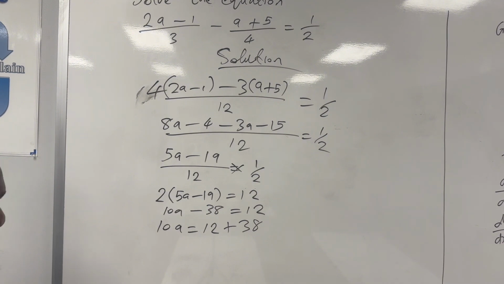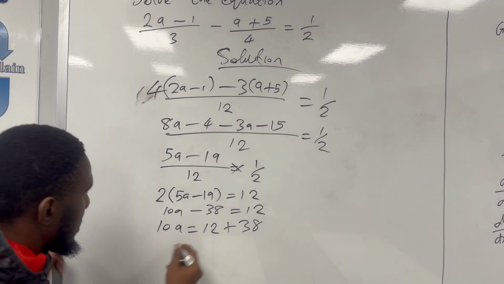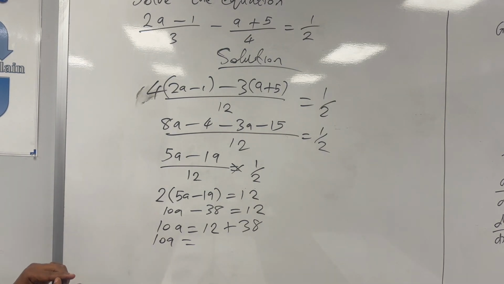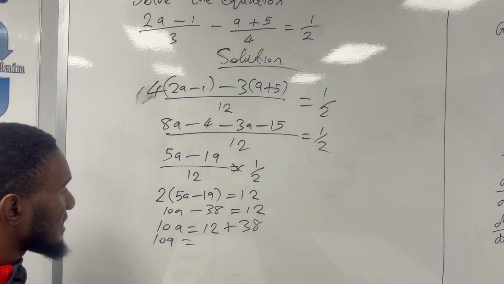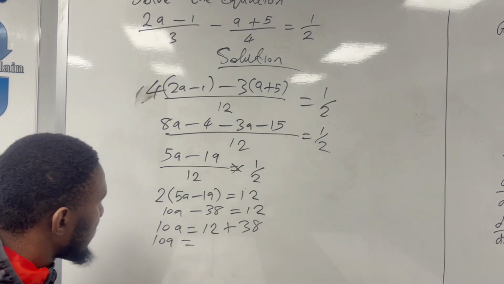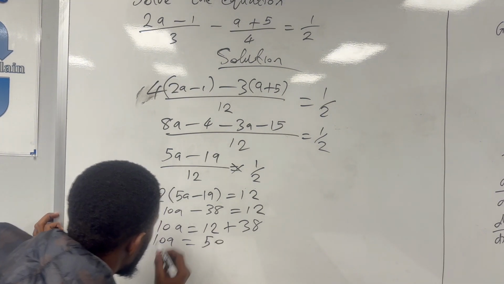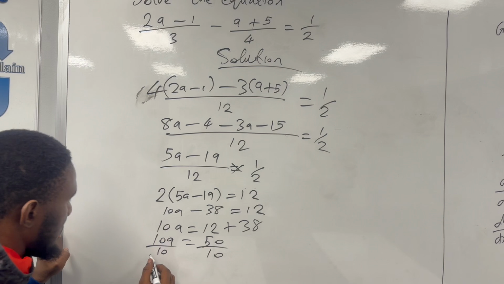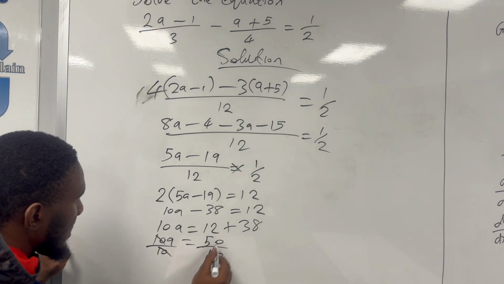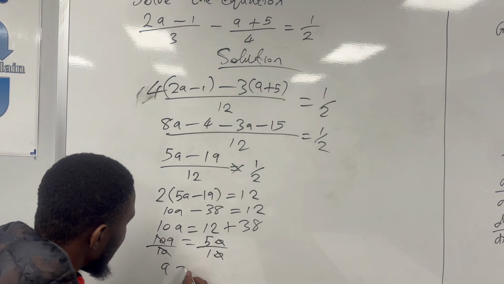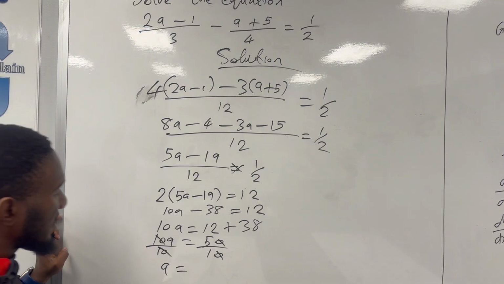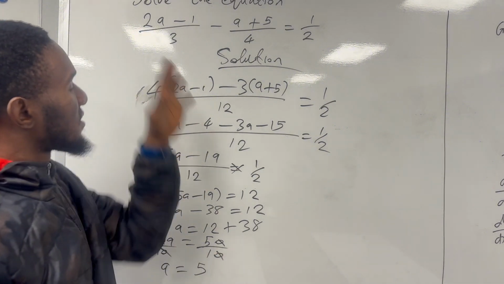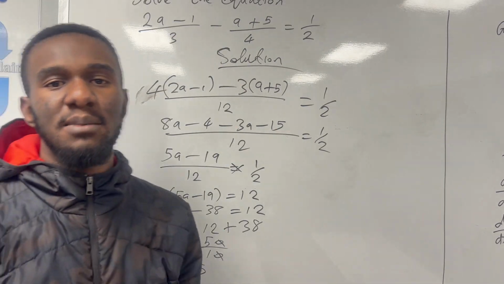Good. So here we have 10a equal to 12 plus 38 will give you what? 50. It will give you 50. This is equal to 50. You divide both sides with coefficient of a. Divide this side with 10. You have what? 10 cancel 10. 0 will cancel 0. Then hence a is equal to 5 divided by 1 will give you what? 5. Hence the value of a is what? 5. As simple as that.